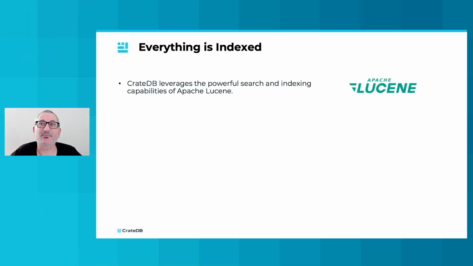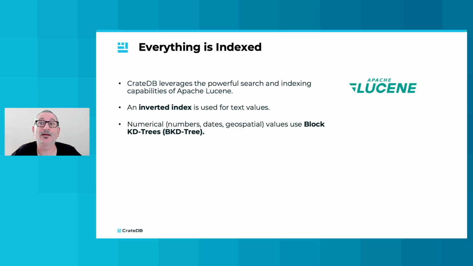CrateDB leverages the powerful search and indexing capabilities of Apache Lucene. Inverted indexes are used for text values. This facilitates efficient search for precise text matches, including support for wildcard and regular expressions. Block KD trees, or BKD trees, are used for numeric, date, and geospatial values. These are highly efficient indexes designed for optimal I/O.